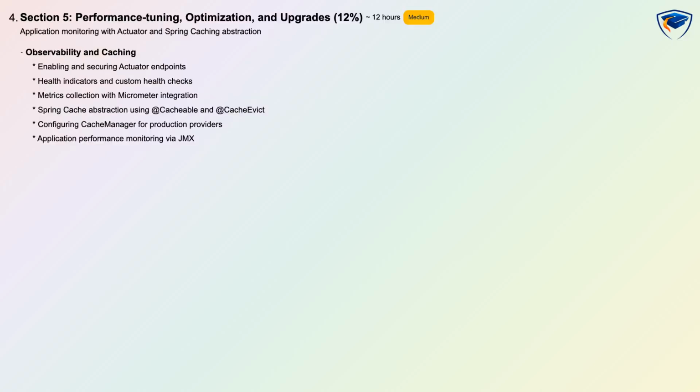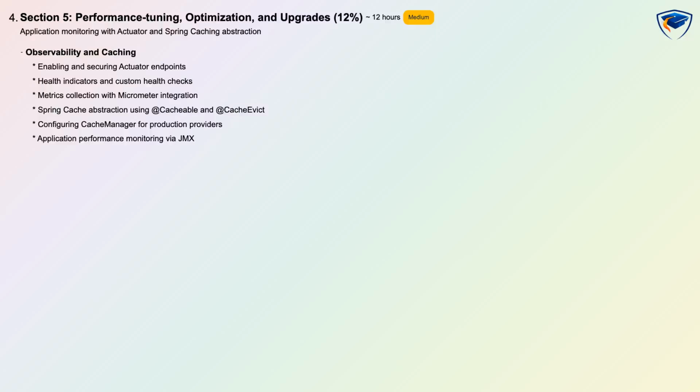Section 5, Performance Tuning, Optimization, and Upgrades makes up 12%, is medium difficulty, estimated at 12 hours, and uses conceptual and scenario-based assessment. This area emphasizes observability and caching so applications run reliably in production. You will learn to enable and secure actuator endpoints, create health indicators and custom checks, collect metrics with Micrometer integration, apply the Spring Cache abstraction with @Cacheable and @CacheEvict, configure CacheManager for production providers, and monitor application performance using JMX.